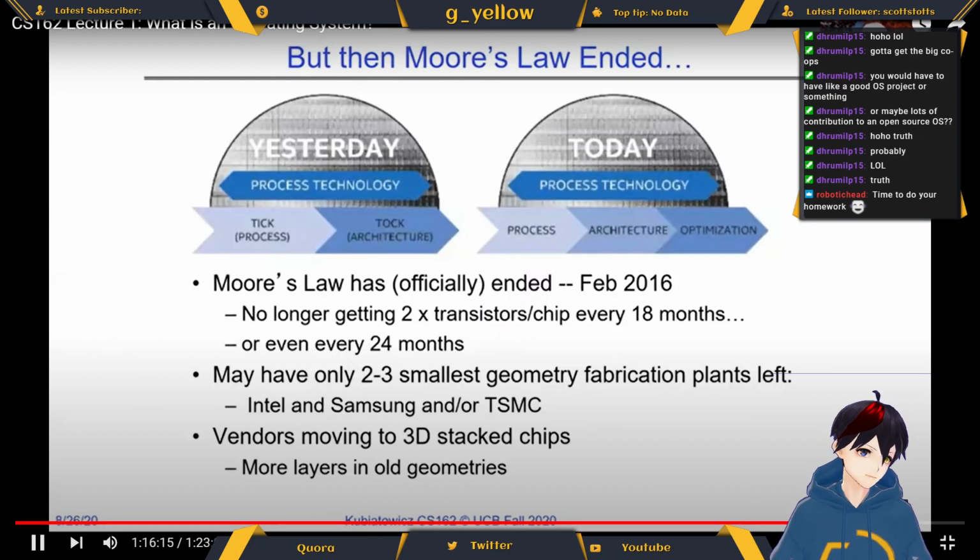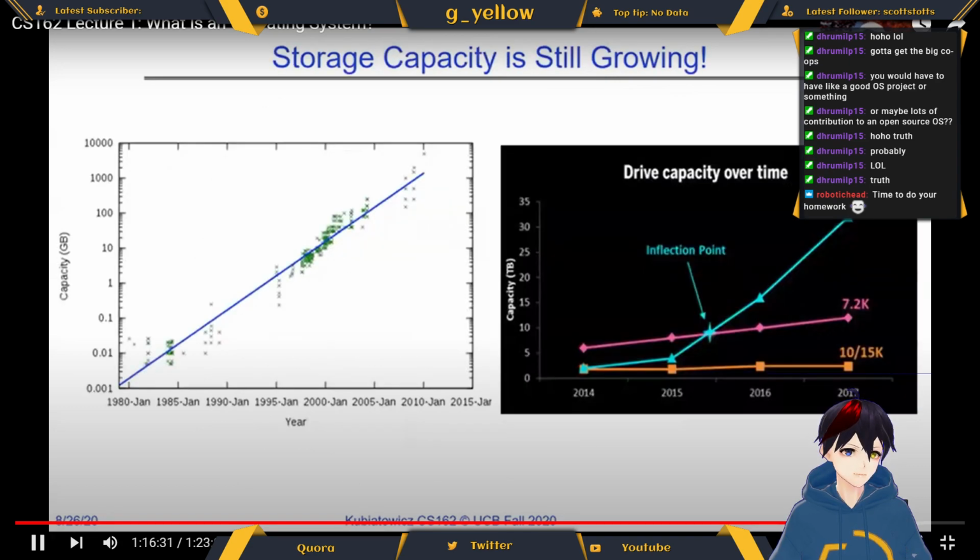Okay, and by the way, vendors are moving to 3D stack chips and all sorts of cool ways of having a single device have even more transistors on it, even if Moore's law is ending. So I have no doubt that things are going to continue quite a ways into the future. The other thing is storage capacity keeps growing. Okay, we've got various Moore's law-like graphs of storage.